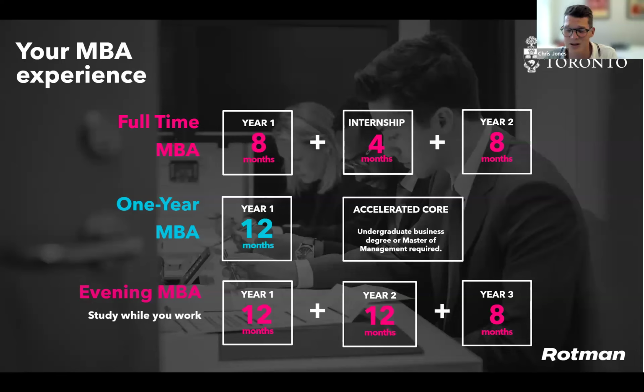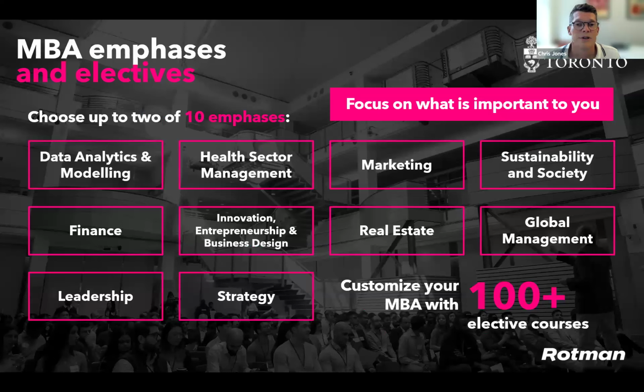And this obviously takes up to 32 months to complete, because you're effectively doing it on a part-time basis, but it means that you can continue working. So there's no loss of income. It's exactly the same MBA as our full-time, right? The only thing you don't do is the internship, right? Because you're working full-time. Okay, so let's talk a little bit now about our electives.